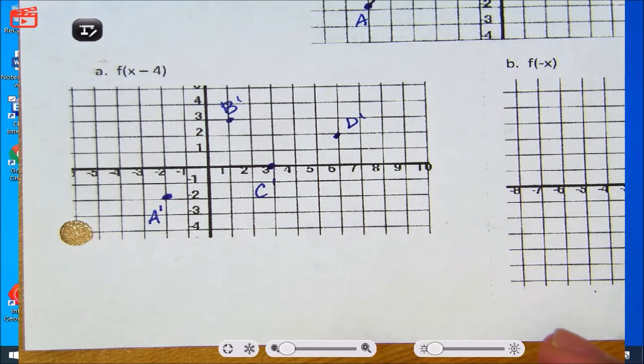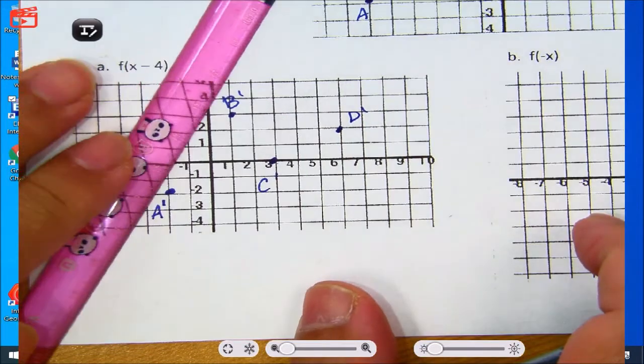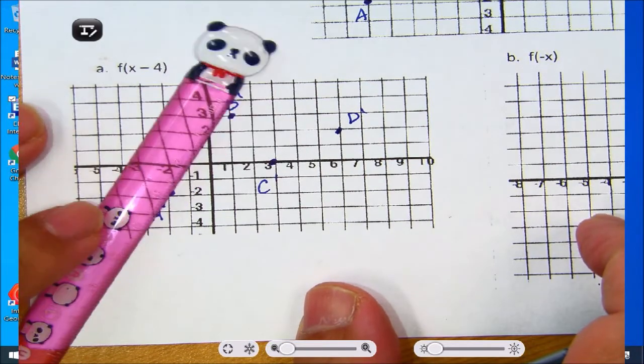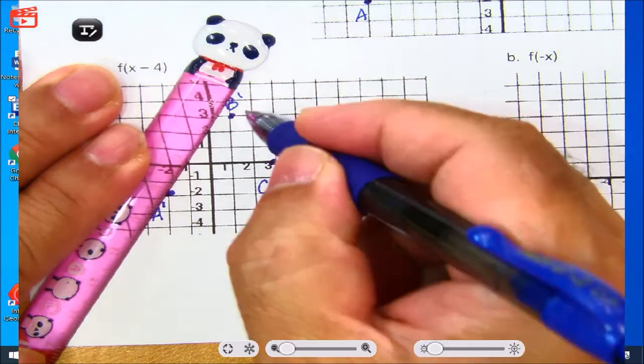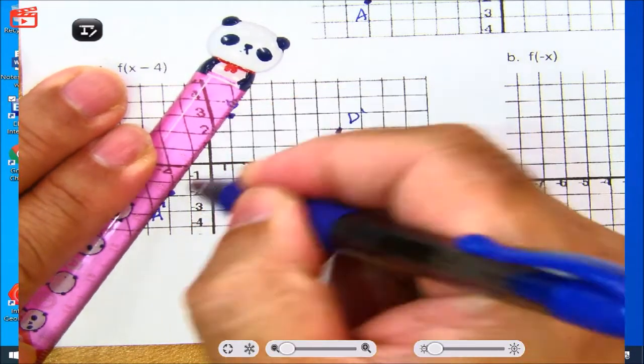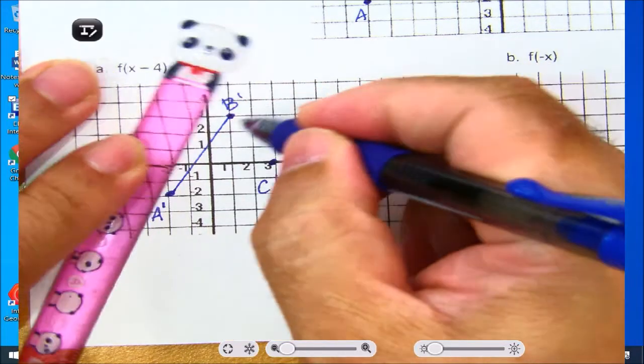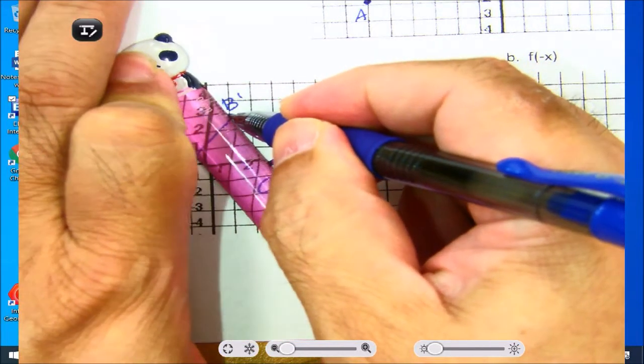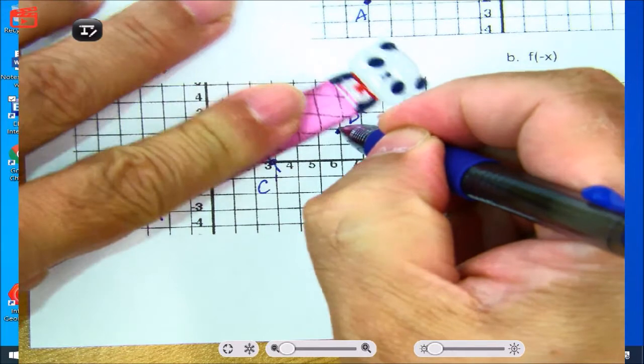And then, where is my panda? I have a new ruler. It's a panda ruler. There's A, B, and then connect to C, and connect.